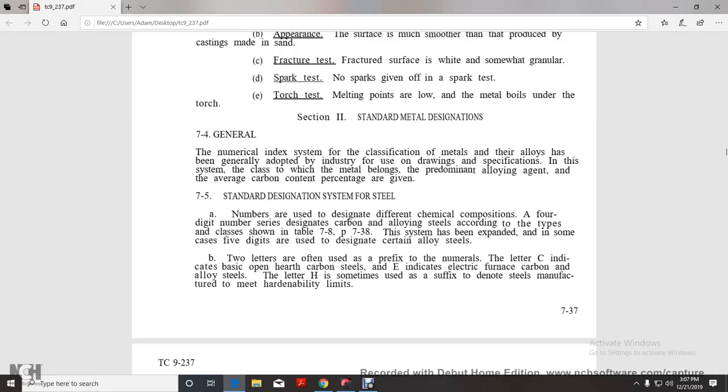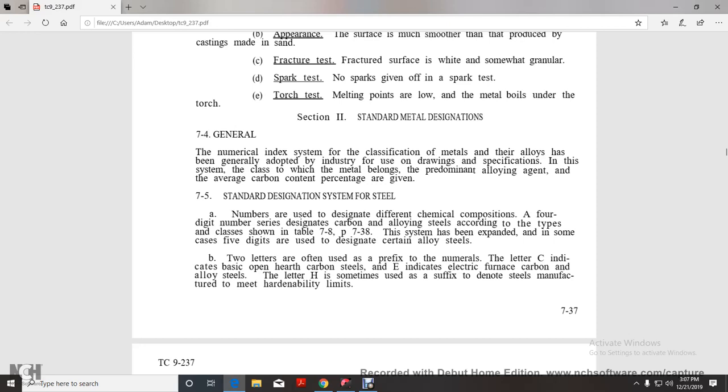All right, Chapter 7, Section 2. Standard metals designation, general. The numerical index system for the classification of metals and their alloys has been generally adopted by the industry using drawing specifications. In this system, the class of metal to which it belongs, the predominant alloying agent, and the average carbon content percent are given.